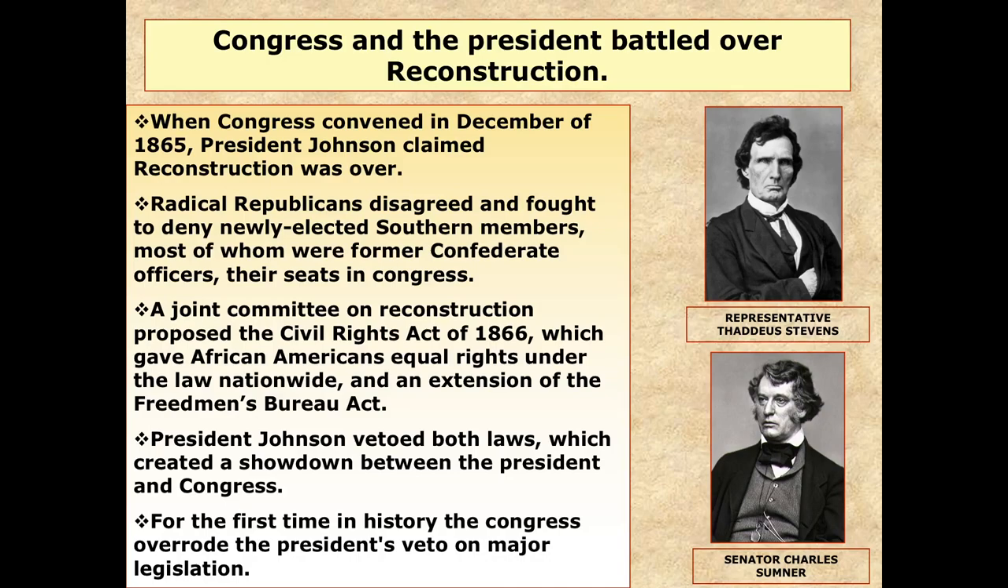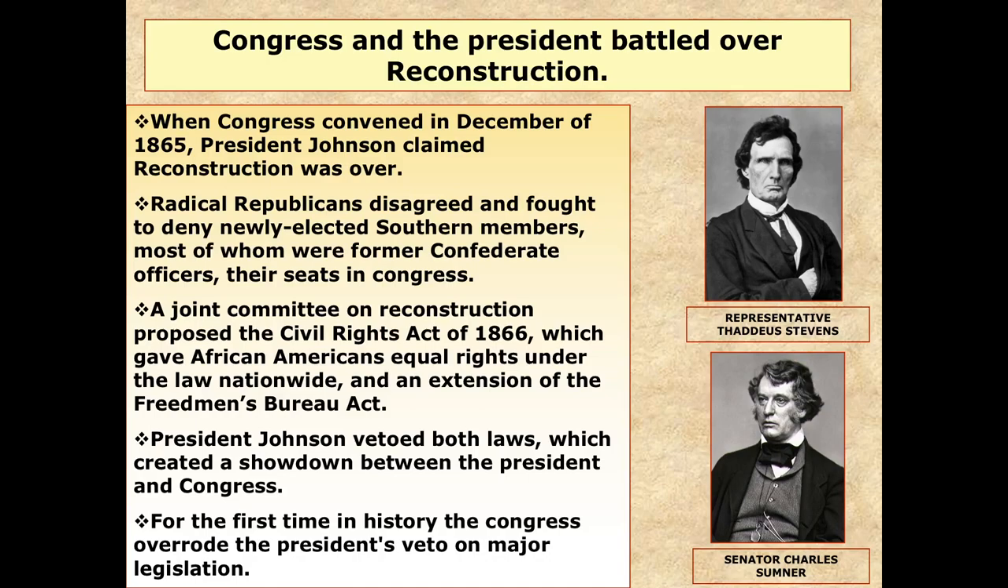So after passage of the Civil Rights Act of 1866 and the extension of the Freedmen's Bureau, you remember, this is the first time that Congress has ever overridden a presidential veto, so this is a big freaking deal.